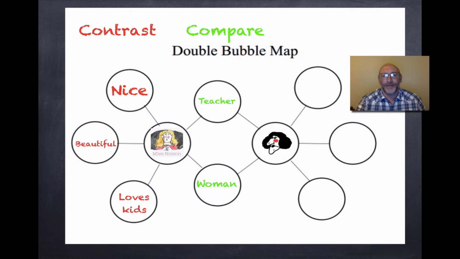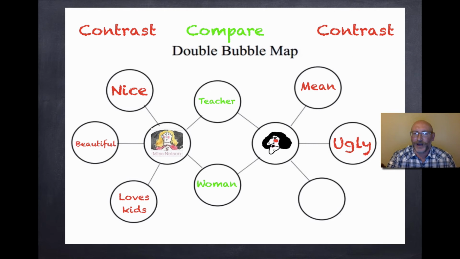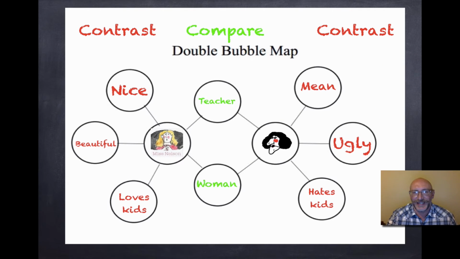Now, Miss Swamp, some characteristics about her that are different from Miss Nelson that we can contrast are that she's mean, she's ugly, and she hates kids.